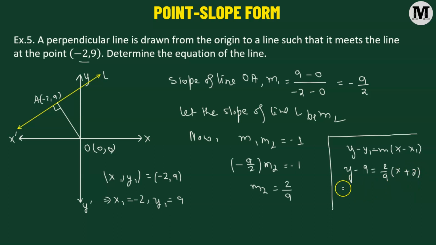So let's further simplify this. We are going to multiply throughout with 9. We get 9y minus 81 equals 2x plus 4. So we have 2x minus 9y plus 81 plus 4, that's going to be 85, equals 0. So this is going to be the required equation of the line L. The line L is perpendicular to the line OA, and it meets OA at the point (-2, 9).